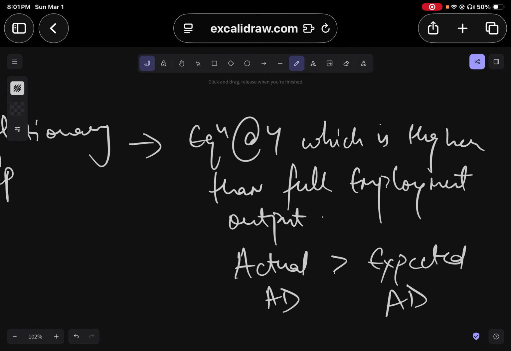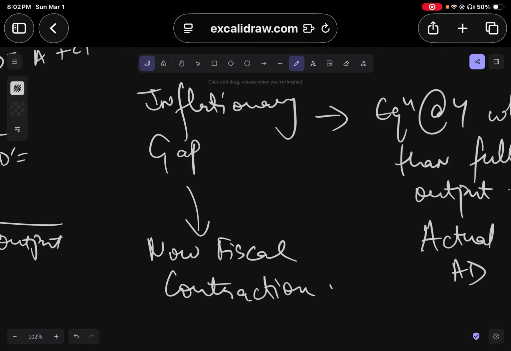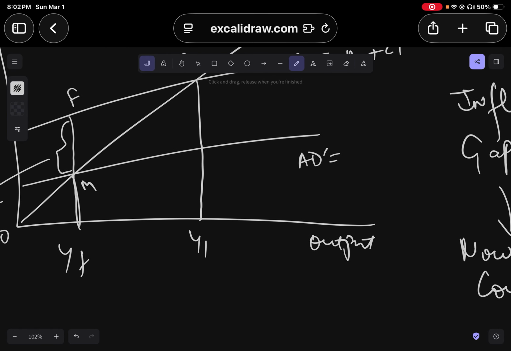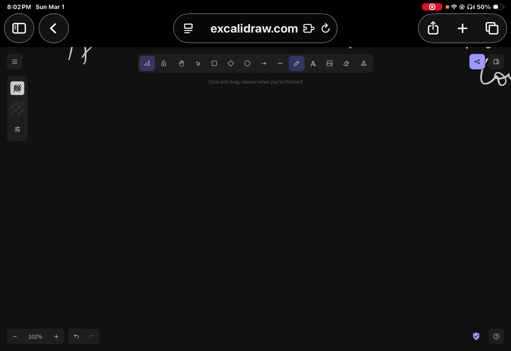Now fiscal contraction will be needed, which is decreasing the government capex and increasing the lump sum tax. Inflationary gap can be controlled by reducing government expenditure or increasing tax. This will reduce AD and shift actual AD downwards such that there is equilibrium at point M. Now we move on to derivation of multiplier in Keynesian model.